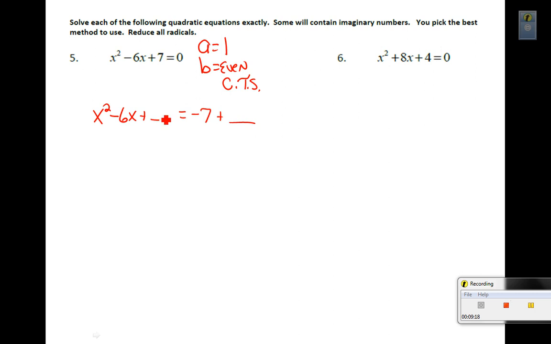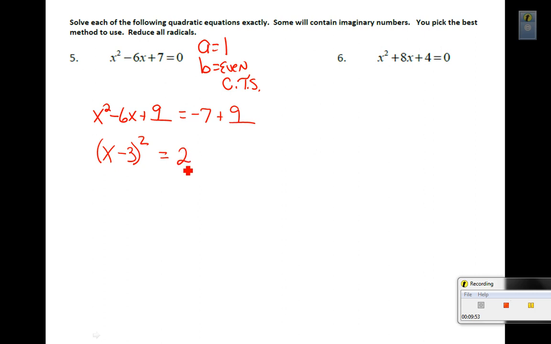Now, to get the number that goes in the blank, take half of your b term, squared. So half of negative 6 is negative 3. Negative 3 squared is 9. Now remember, guys, the reason we completed the square is so that I could write this as a perfect trinomial. So this becomes x minus 3 squared, and on the right-hand side, it becomes 2.